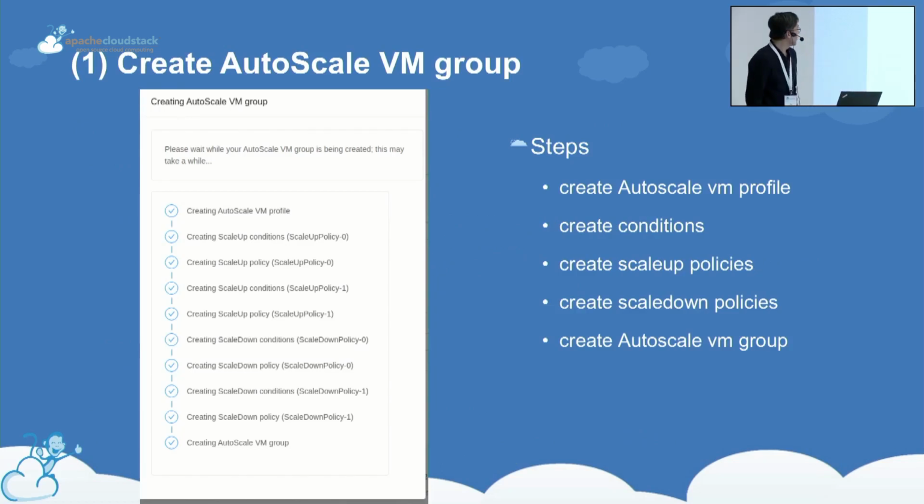So let's start. Create the AutoScale VM group. It's very simple. Here is a screenshot of the CloudStack UI when I create a new VM group. The first step, create AutoScale VM profile, and then create conditions for scale up policy, and create scale up policy, and create conditions for scale down policy, and create scale down policy, and the last step is create AutoScale VM group.